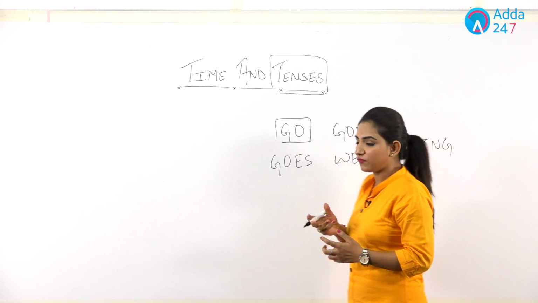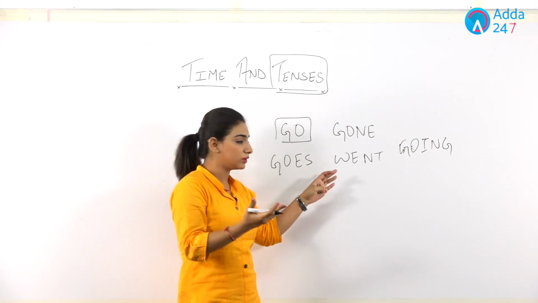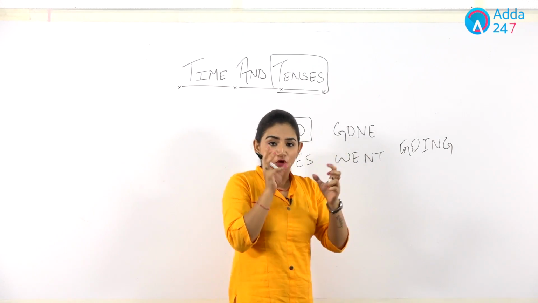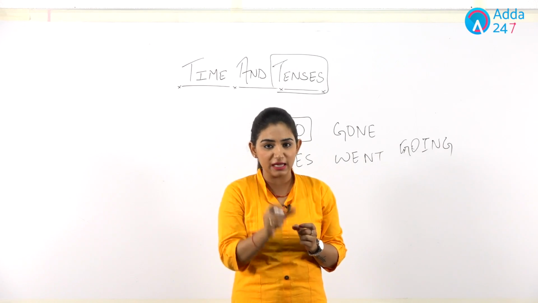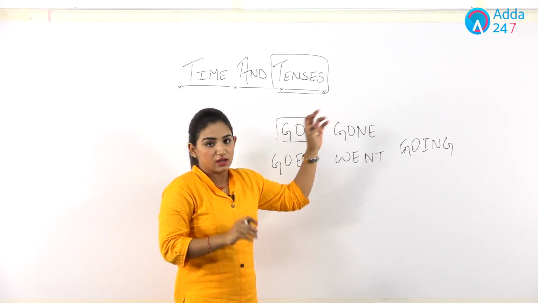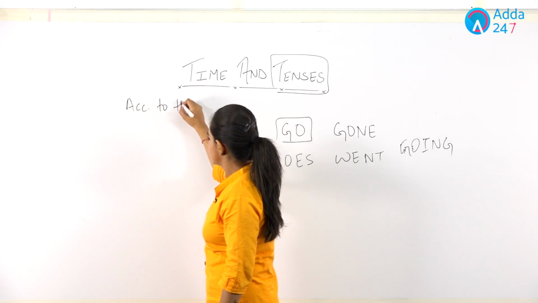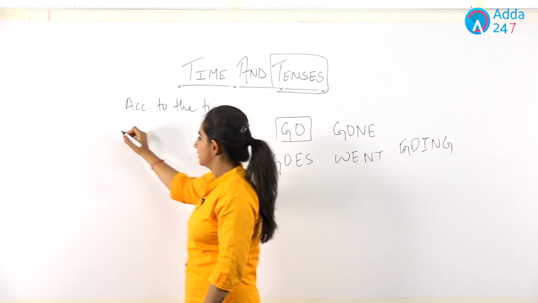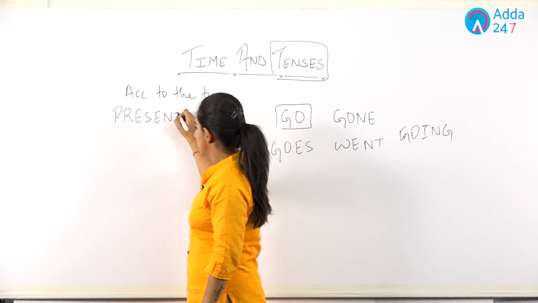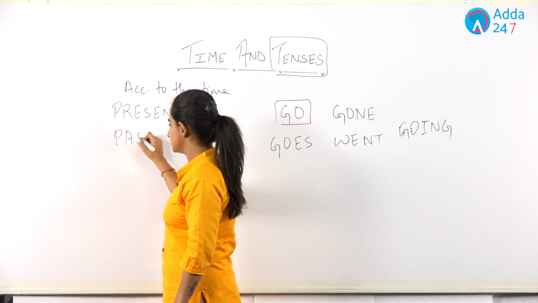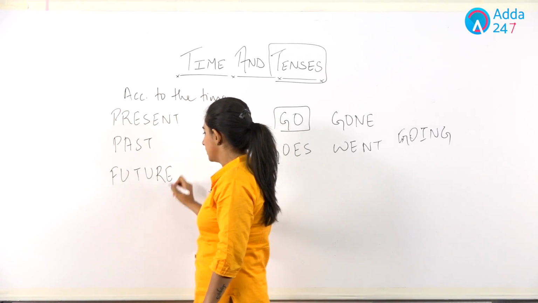So how will you define when to write go, when to write gone, when to write went and when to write going? The formation of a sentence and the usage of verb according to the time is called tenses. Now according to the time we have three tenses. First is present, then we have past tense and then we have future tense.